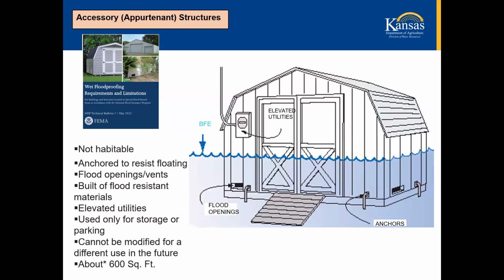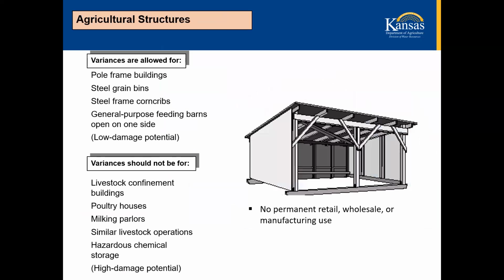I mentioned exemptions to getting elevation certificates. We do have those for accessory and agricultural structures. So for this appurtenant structure, like a shed, it's not habitable, it's firmly anchored, it has flood openings, it's made of flood damage resistant material, any utilities are elevated, it's only used for storage or parking, it's 600 square feet or less, and not ever modified in the future. Then it can be permitted only and would not require an elevation certificate if it meets all those requirements.